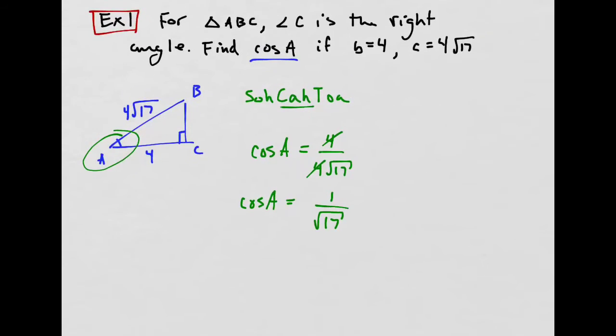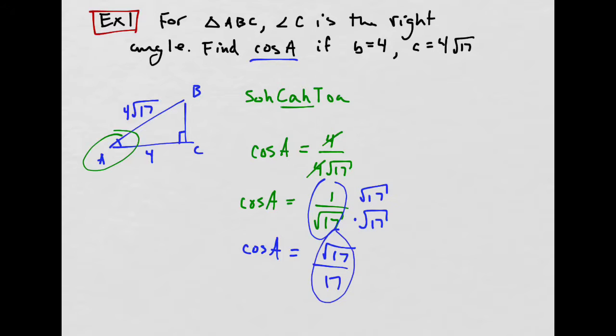And I'm going to do what's called rationalizing the denominator. You don't have to. This is an acceptable answer right there. But for most textbooks, they will rationalize the denominator, which means they'll multiply by the irrational part, which is the square root of 17, in the top and the bottom. So then we get cosine of A equals the square root of 17 over, and then the square root of 17 times the square root of 17 is just 17. This and that are both the same thing. They just look different. So there you go. I'll do another one. It's pretty easy.